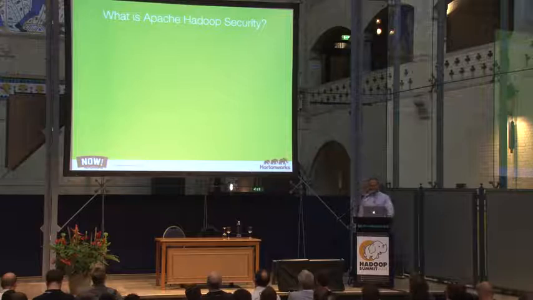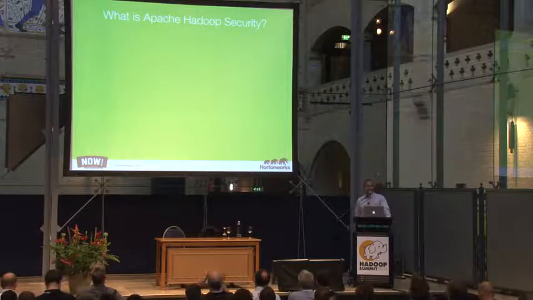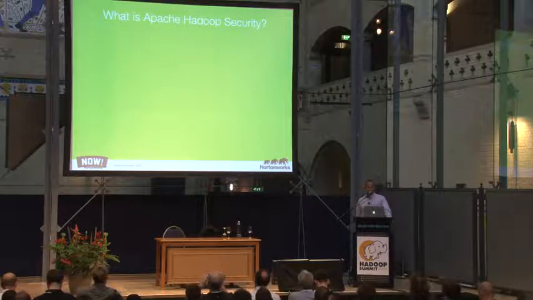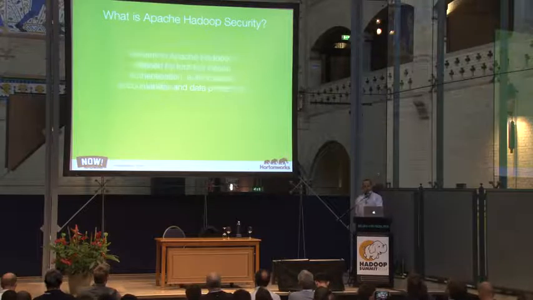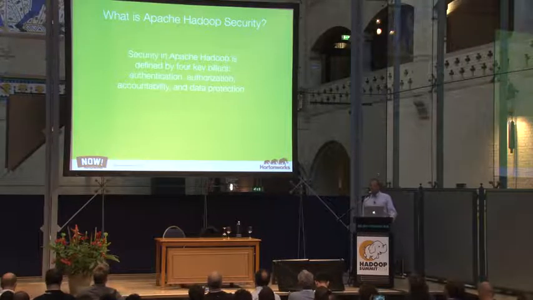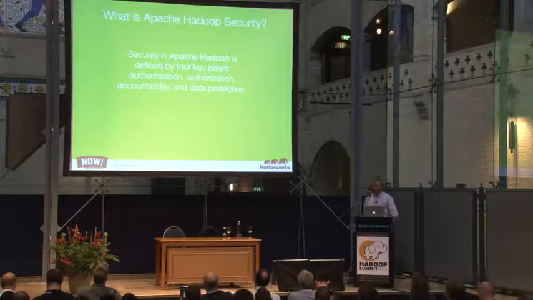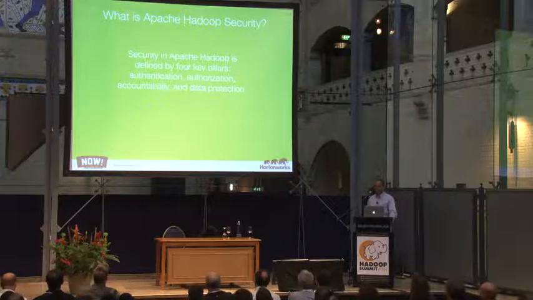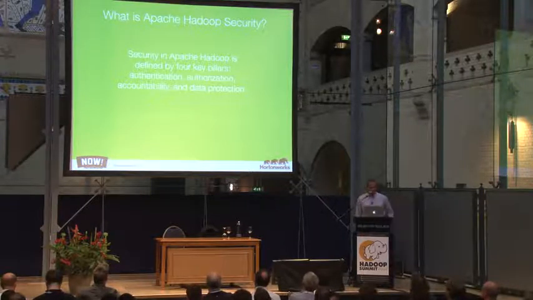So what is security in Apache Hadoop? This particular slide is applicable to most software systems. Security in Hadoop is defined by 4 key pillars: authentication, authorization, accounting (some people call it auditing) as the 3rd pillar, and the 4th pillar is called data protection, which some people call encryption. These are the 4 basic elements of security that apply to Hadoop as well as to other systems. In that case, Hadoop is no different.